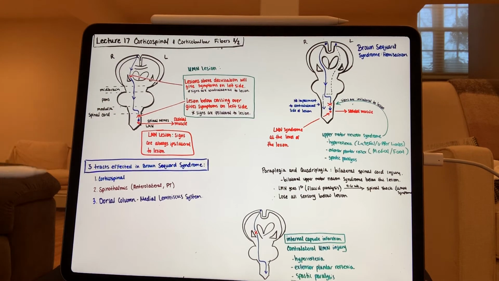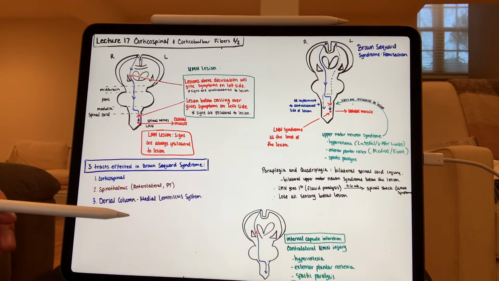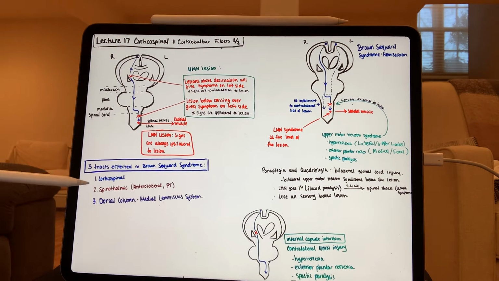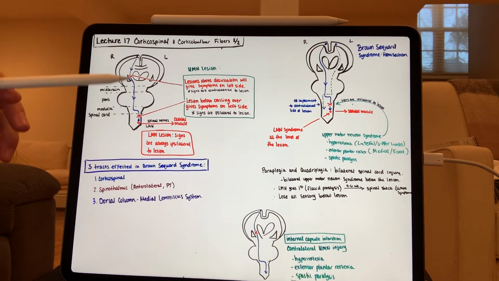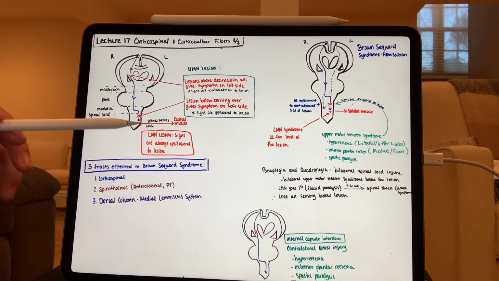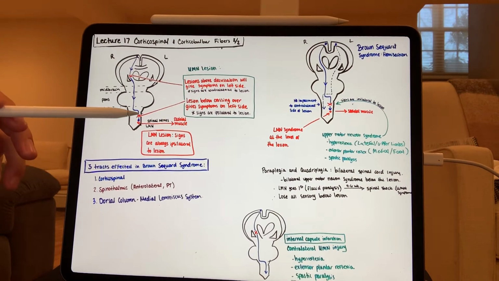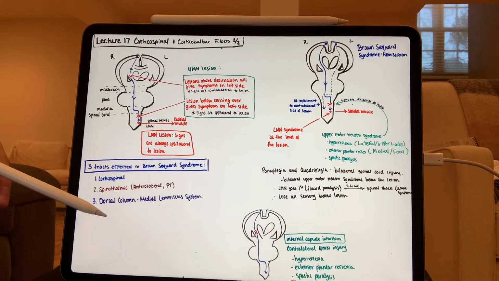Yeah, that's perfect. In this case, we're talking now about Brown-Séquard syndrome. Brown-Séquard syndrome we know is basically a hemisection of your spinal cord, so half your spinal cord is damaged or destroyed. The 3 tracts that would be affected are the corticospinal, because we know the corticospinal tract is going to come down and cross over and descend. This is a motor tract. It's going to descend through one of the sides of the spinal cord. So if you do have Brown-Séquard, that could be affected.